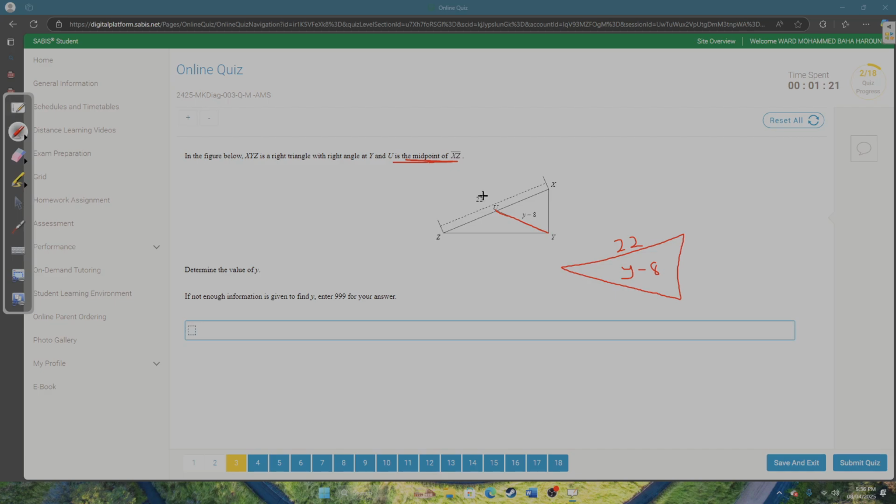So that means you cut this in half, so you can make it equal. So this side will have 11, this side will have 11. So you can do y minus 8 is equal to 11. Take 8 to the other side, y is equal to 9.